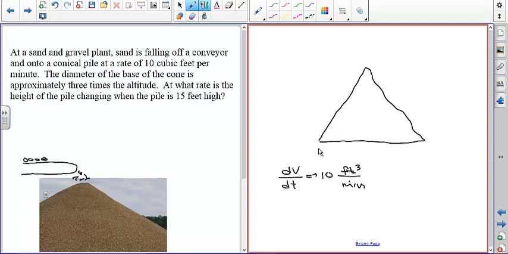Okay, so here we have the diameter of the cone. That's the base. And apparently it's changing such that the diameter of the base of the cone is approximately 3 times the altitude. I didn't draw this very well, but there's the height. That's the altitude. So from that we can say that the diameter is 3 times the height.